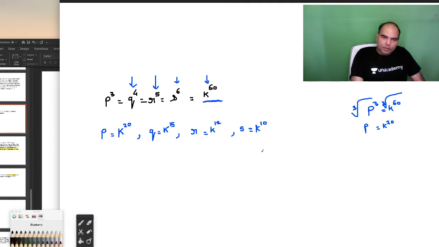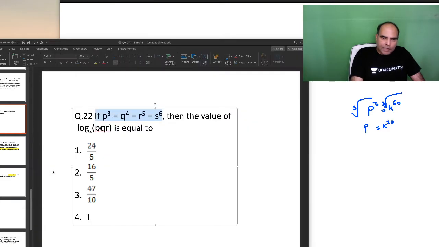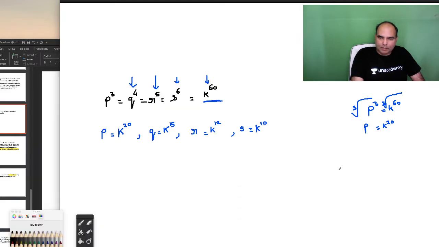This is what will happen in the first go, and then once I get this, I'm asked the value of log PQR to the base S. So when I'm trying to find the value of log PQR to the base S, what happens here is that we get the value of log PQR is K raised to 20 into K raised to 15 into K raised to 12, to the base S, which is K raised to 10.